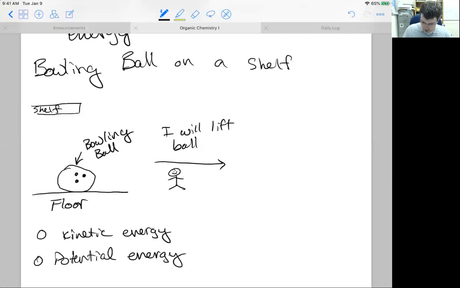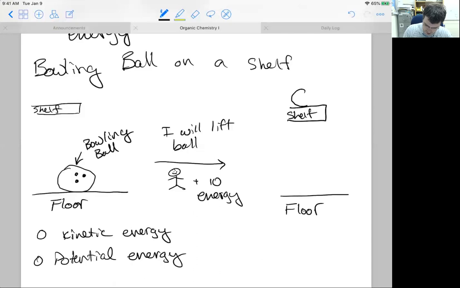And so I'm going to add plus 10 energy, and let's assume we have some units. I'm not going to get into the units now, but some common units throughout this. So I'm going to lift the ball, and I'm going to put the ball on the shelf. So there's the floor, there's the shelf again. Now the bowling ball is on the shelf.